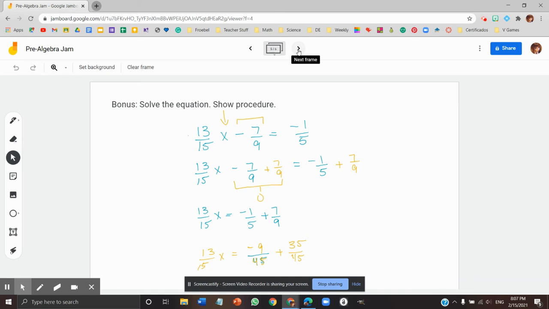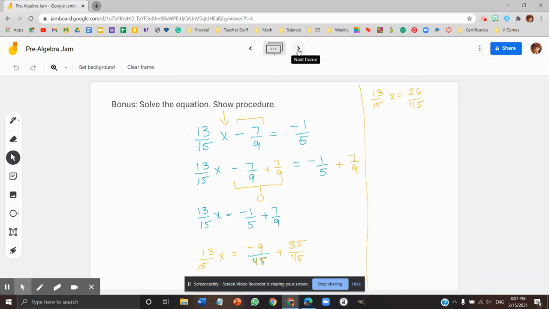So negative 9 plus 35 is going to be 26. I'm going to divide this into 2. On the left side, I'm going to have again 13 over 15 times x. And on my right side, negative 9 plus 35. Remember that I have a negative and I'm adding a positive number, therefore I have to subtract them. And the sign of the integer that I'm going to put is going to be that of the biggest number. In this case, it's 35, so it's going to be a positive number. So it's going to be 26 over 45.